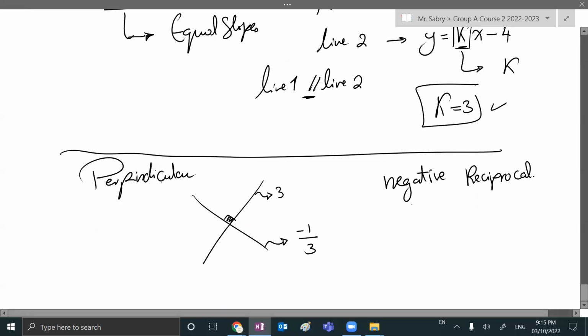So if I have a line with slope 2, the perpendicular would be flipped, so 1 over 2, and change the sign, so negative 1 over 2. If I have a line with slope negative 2 over 3, the perpendicular will be positive 3 over 2, flipped it and changed the sign. If I have a line with slope 1 over 4, the perpendicular would become 4 over 1 which is 4, and then change the sign so negative 4. Does this make sense or not?